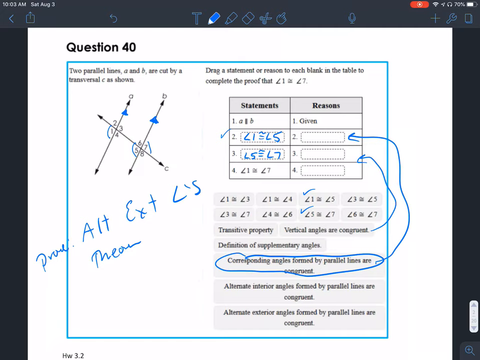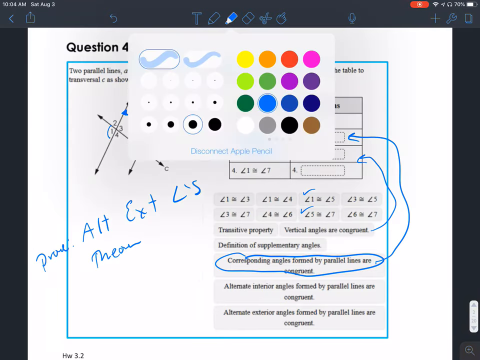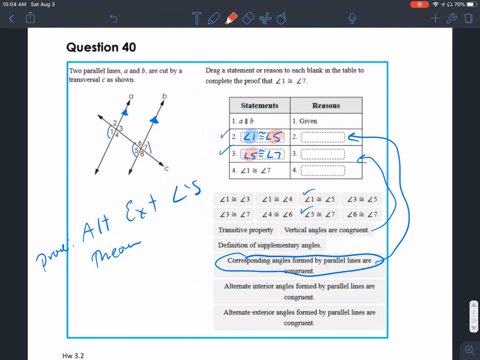And then finally, if we know that 1 is congruent to 5, and 5 is congruent to 7, we could then conclude that 1 is congruent to 7 because of the transitive property. Now specifically, it's the transitive property for congruence of angles, or congruent angles are transitive, something like that. They just have transitive property, good enough. So that's one way to do this problem. Let me show you another.